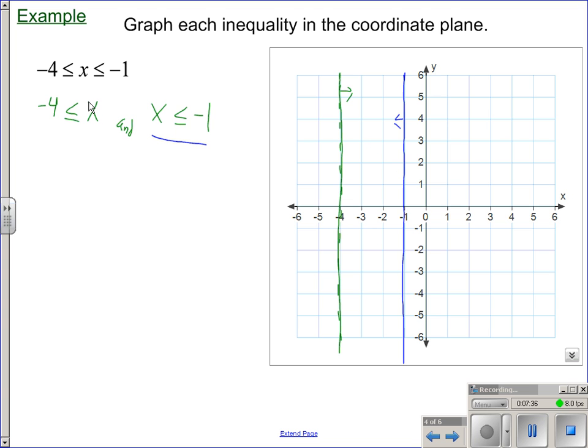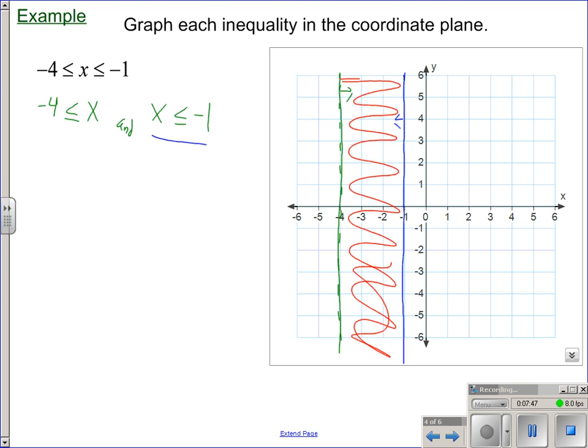So for our solution, we have to have both of these things satisfied, where we're shading on the right of the green line and on the left of the blue line. So our solution region is anything in between, and that's it.